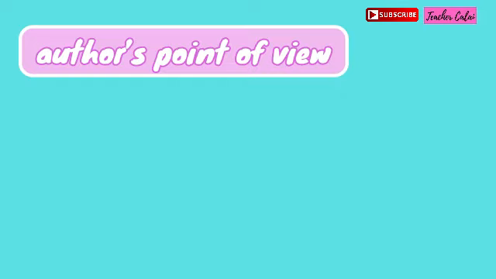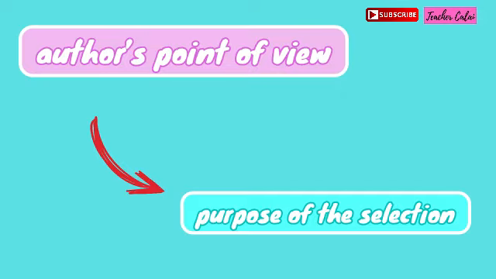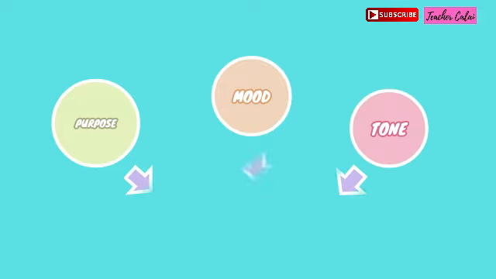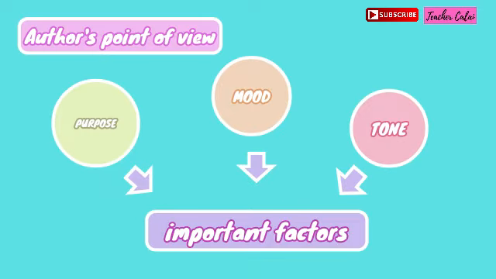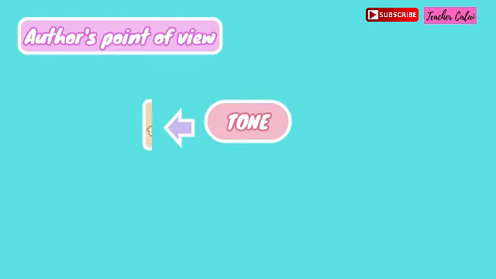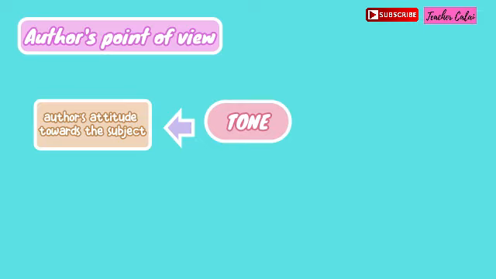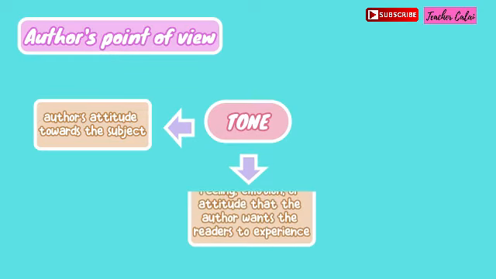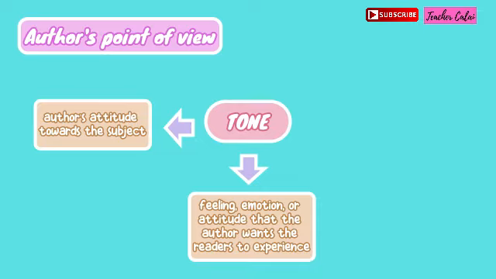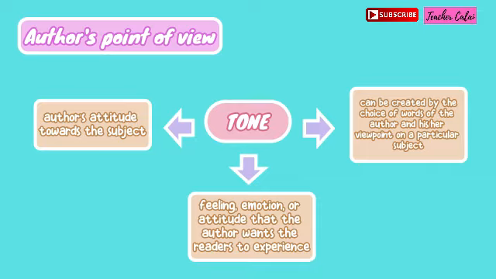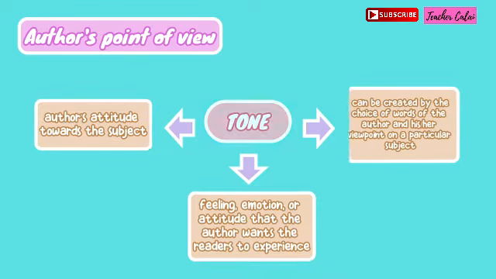In a story or any literary piece, the author's point of view is reflected on the purpose of the selection. In determining the author's purpose, mood and tone are important factors to consider. The first one is the tone. Tone is the author's attitude towards the subject. It is the feeling, emotion, or attitude that the author wants the readers to experience. It can be created by the choice of words of the author and his or her viewpoint on a particular subject.